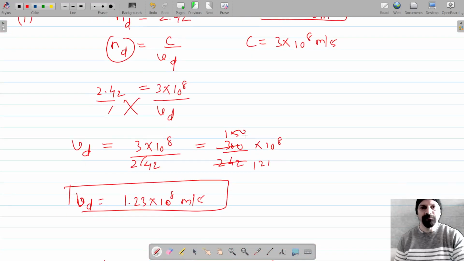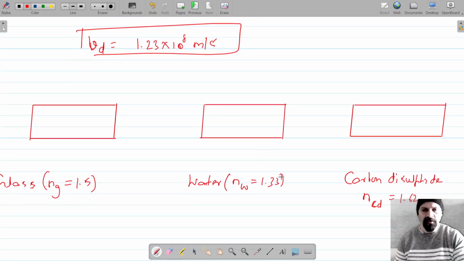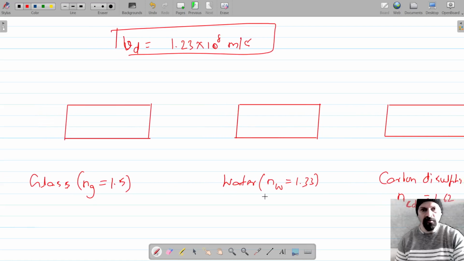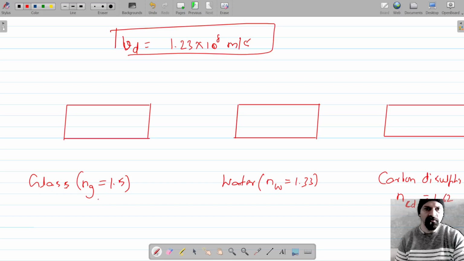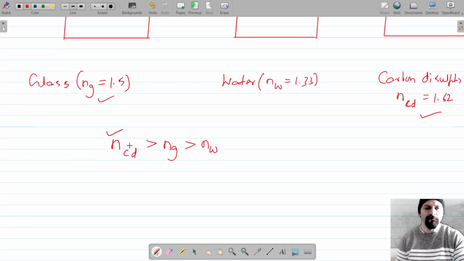Now, in this case, the more the refractive index, the less the speed of light in that medium, and the greater refractive index is here, 1.62. So the carbon disulphide has a greater refractive index than glass, and the least is in water. So the speed of light in carbon disulphide will be least, the speed of light in glass will be more than this, and the greatest will be the speed of light in water.